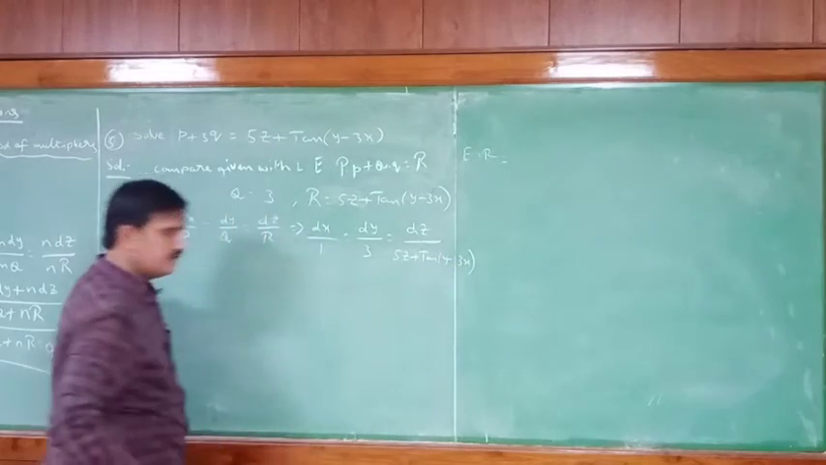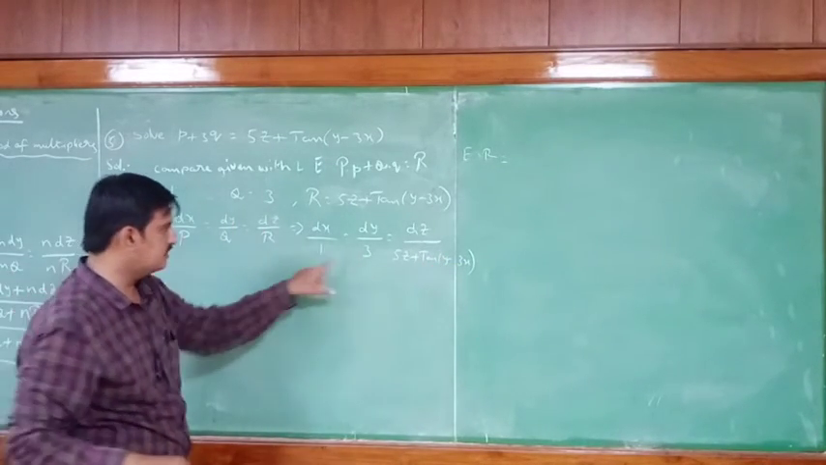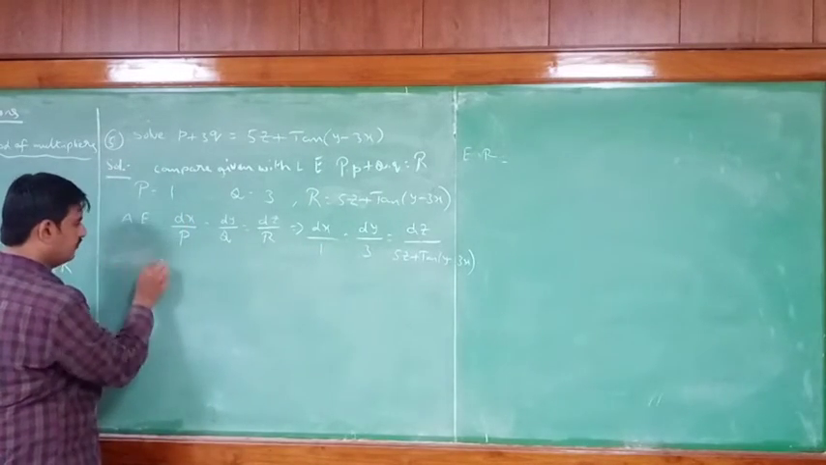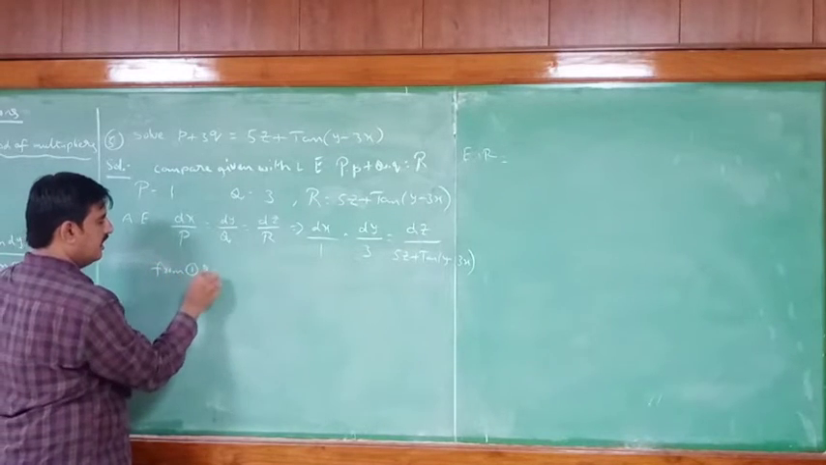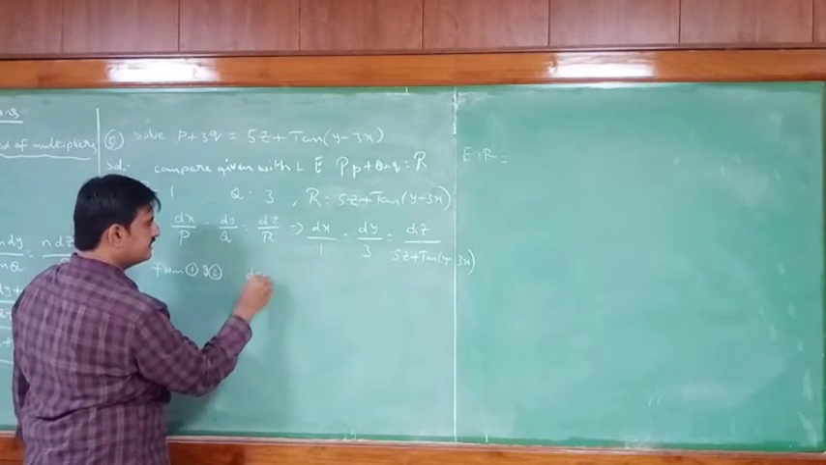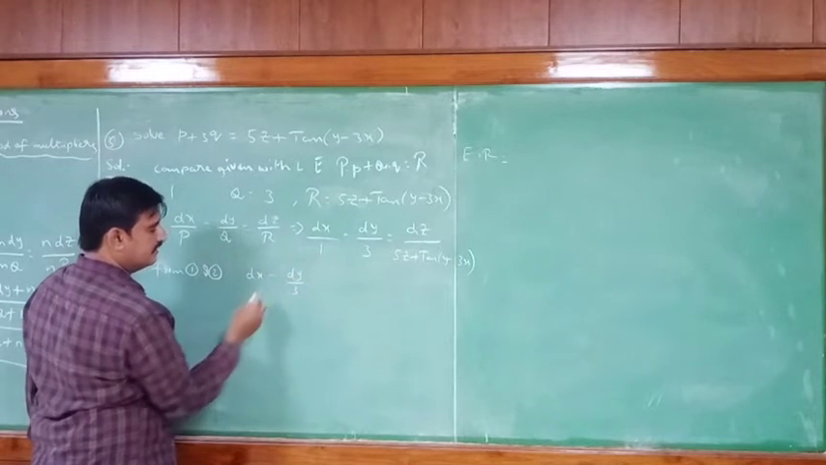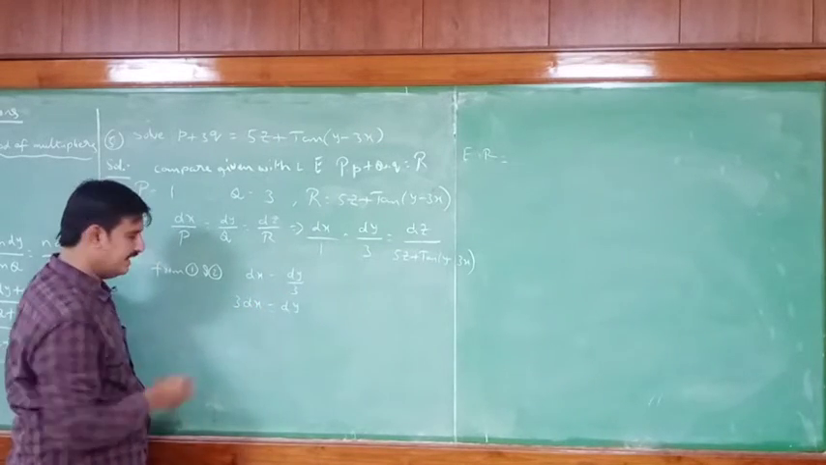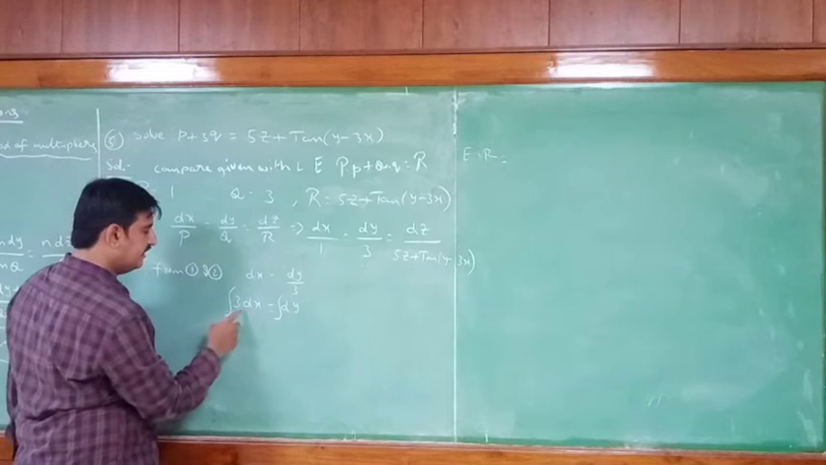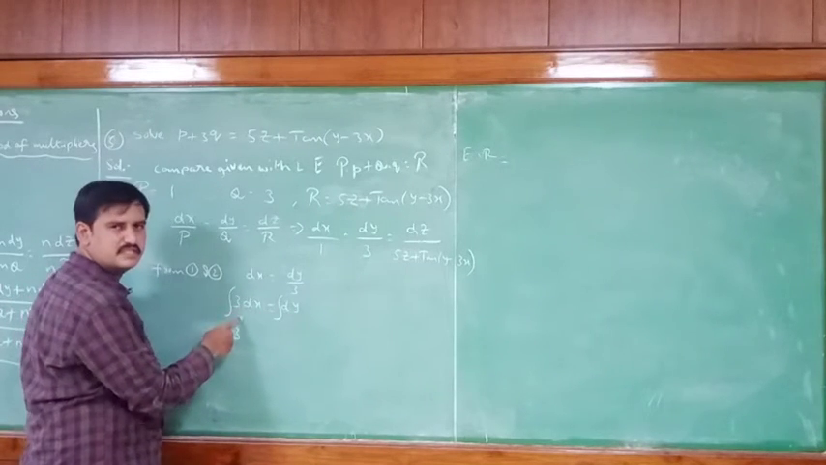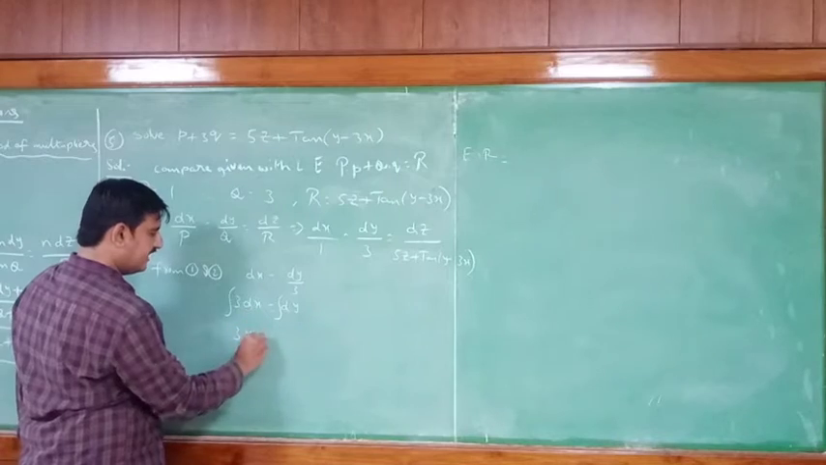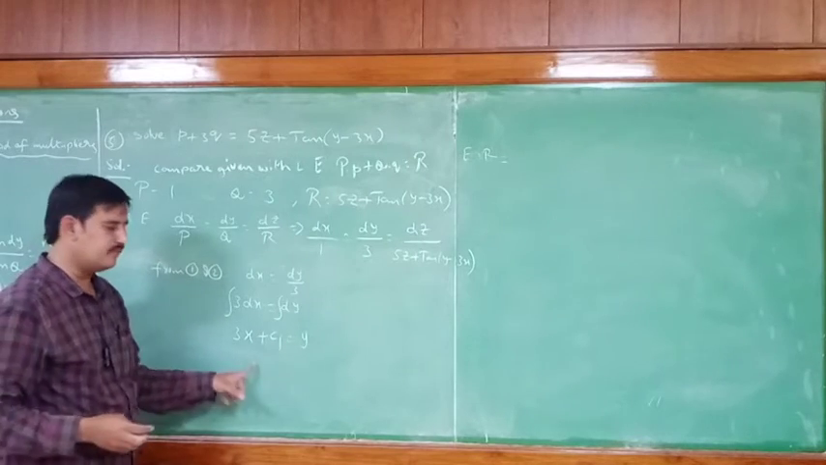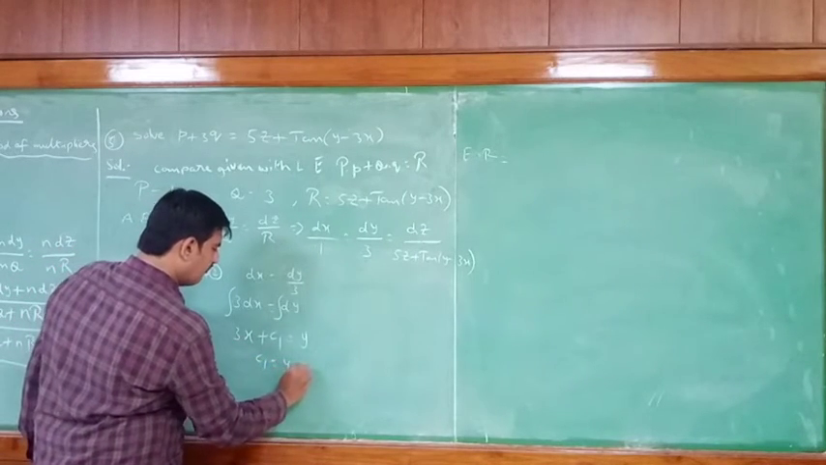First, see the first two equations. It is very easy to integrate, so you can use the method of grouping here. Let us take 1 and 2. What is my 1? dx equal to dy by 3. So cross multiply, 3 dx equal to dy. Now integrate here. Integration of dx is x, and take the constant on this side, and integration of dy is y. We can take the constant here or here, no problem. So c1 equal to y minus 3x.